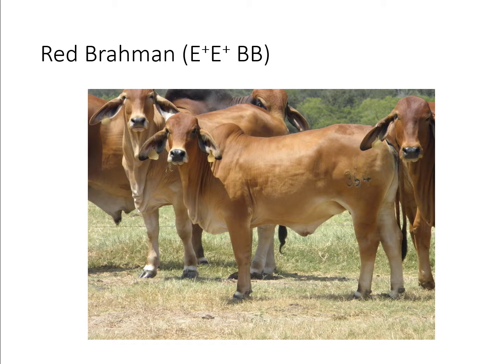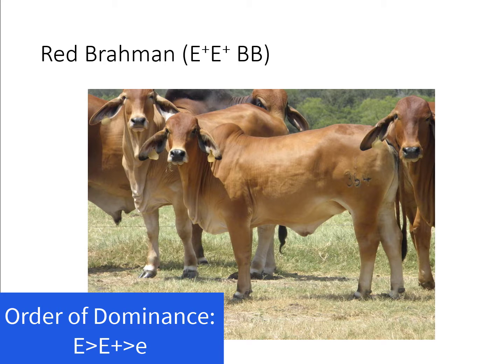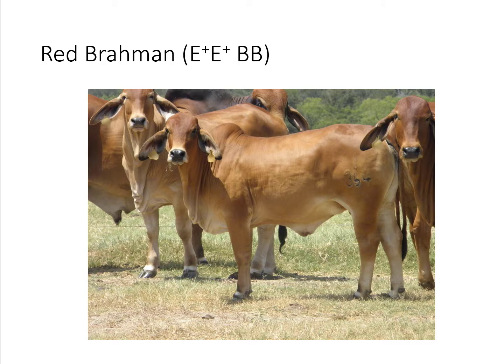Another allele that's present at the extension locus is E+. So order of dominance for our extension locus is big E, E+, and then little e. So E+ gives you a red coloration like you see here in this red Brahmin. And then big B, this causes them to have a black nose, feet, and tail. So here you see the black nose, black at the feet and on the tail.